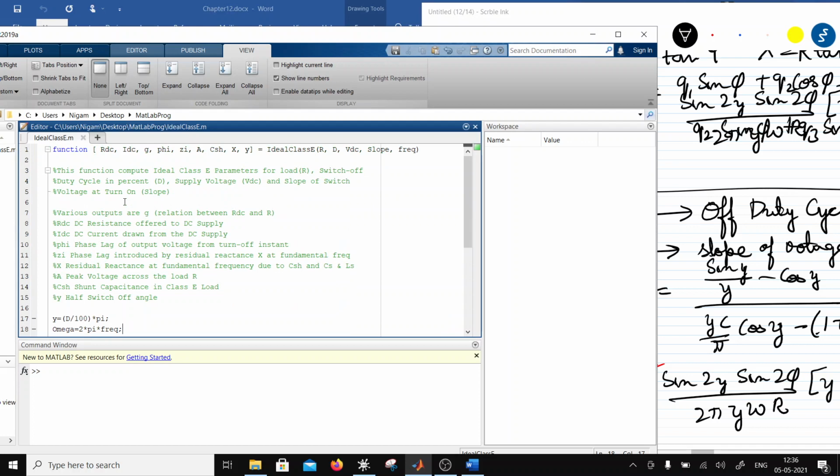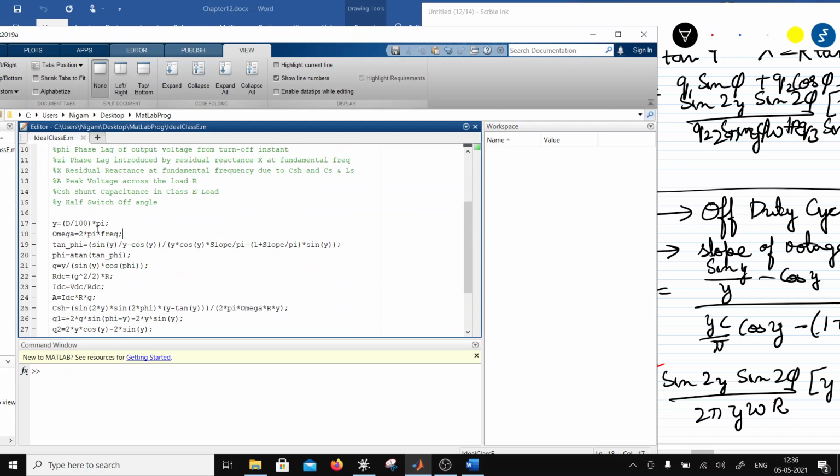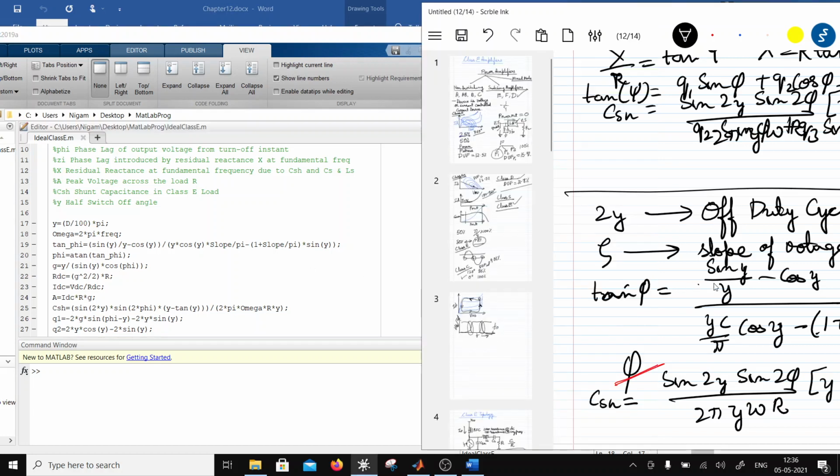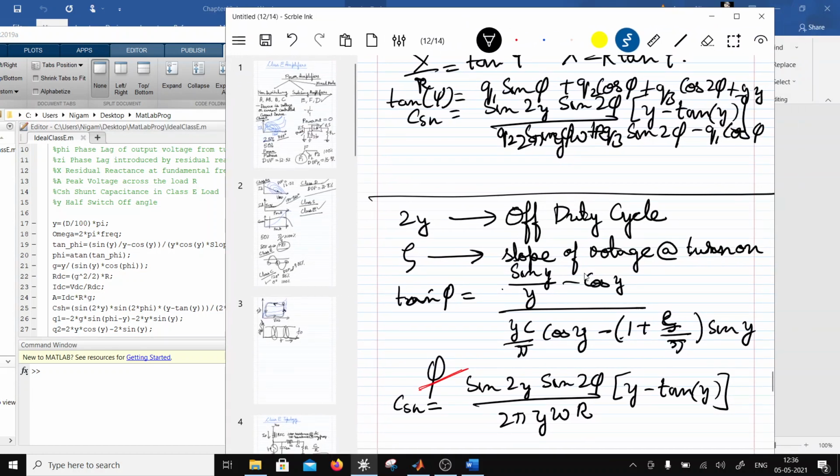Then my frequency input is going to be whatever design or switching frequency. So the omega is 2 pi f. Then tan of phi is this. So this is your tan of phi.